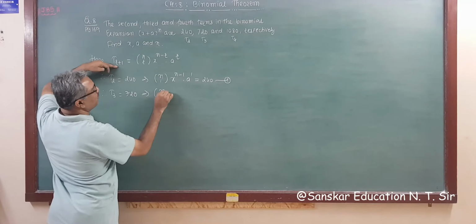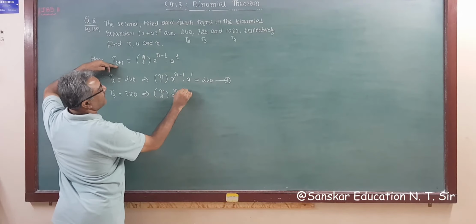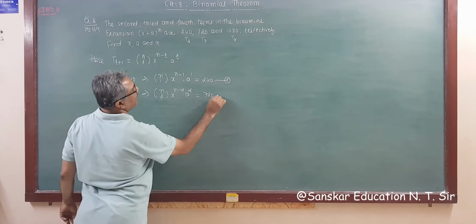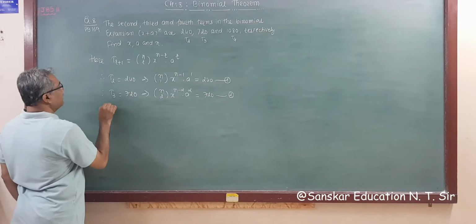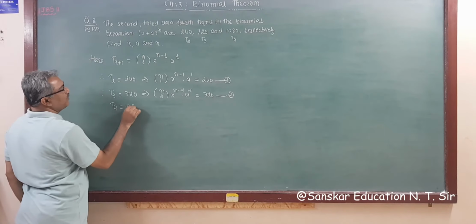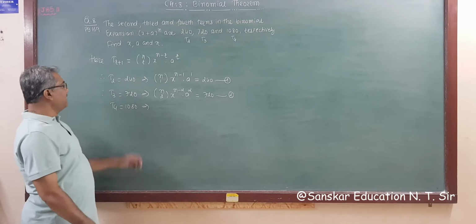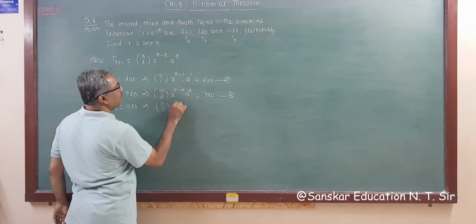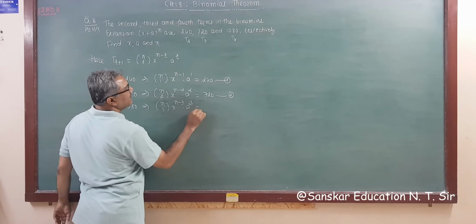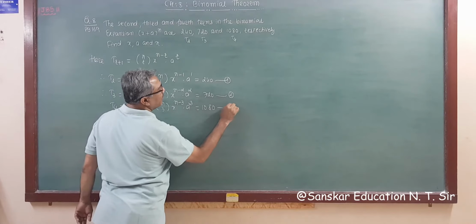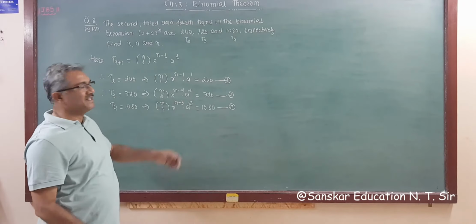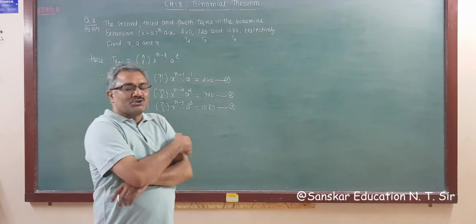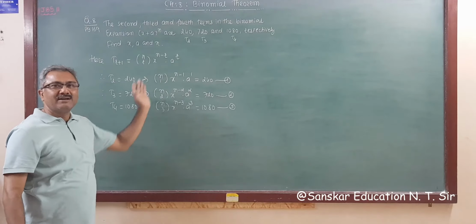So taking r equal to 2, nC2 x raised to n minus 2 a square is equal to 720, result number 2. And T4 is 1080. This implies taking r equal to 3 here, nC3 x raised to n minus 3 a cube is equal to 1080, number 3. You did this type of question in permutation and combination, you know how to solve it. So this is again a revision practice.